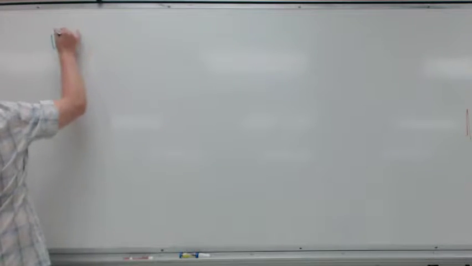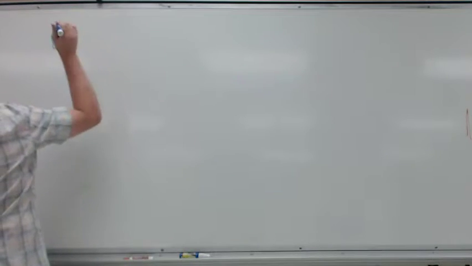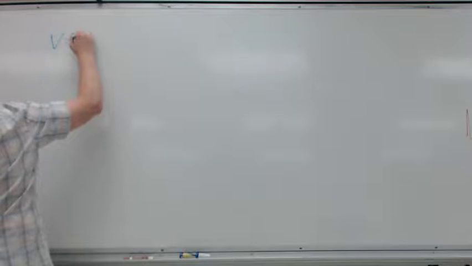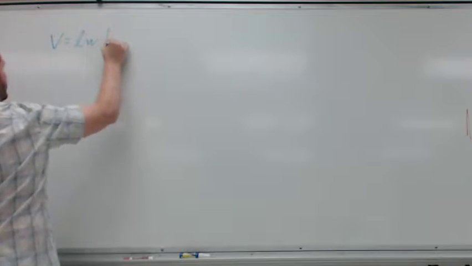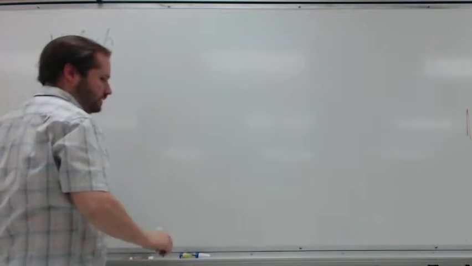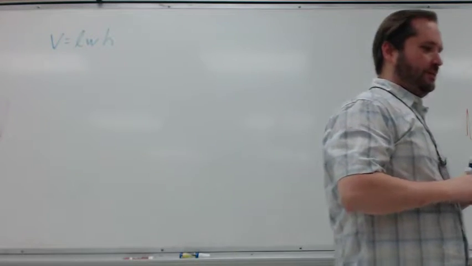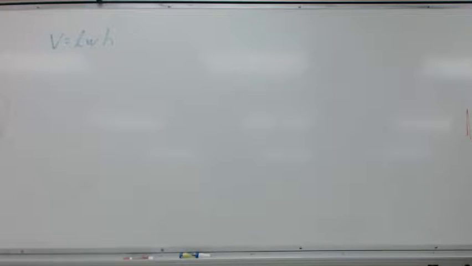The volume for this tank, a rectangular prism, is just going to be length times width times height. You don't need to have that memorized for the AP test, but you should for life. Do you understand why it's an optimization problem? What's the least expensive tank?